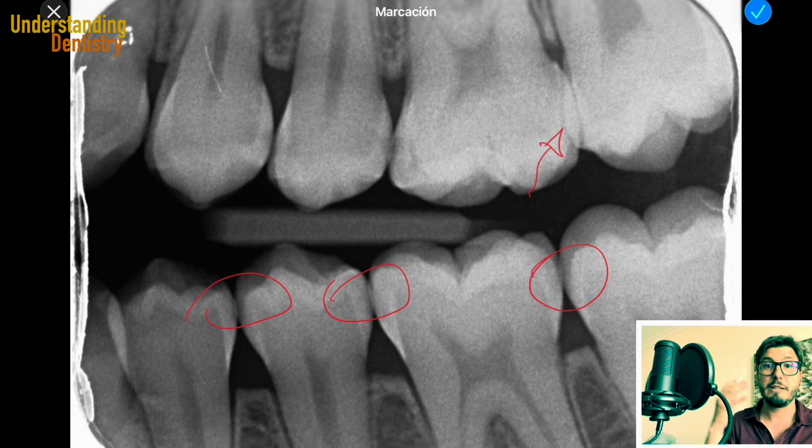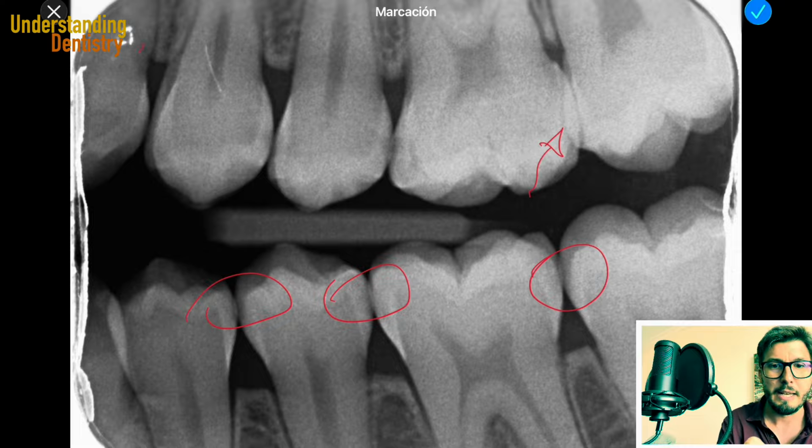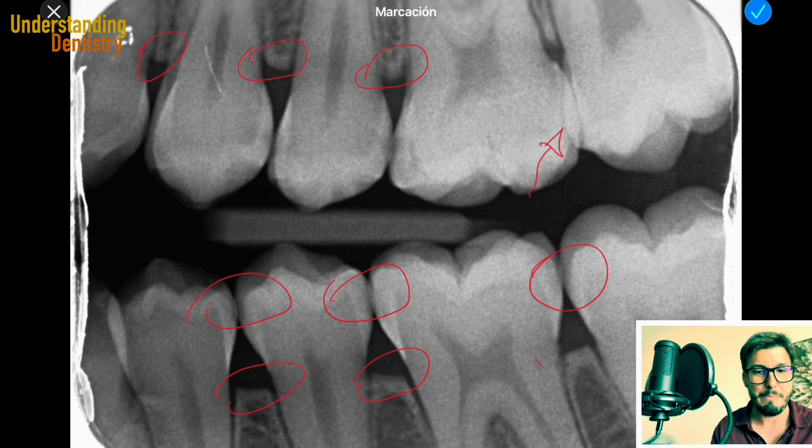Make sure that it retracts the lip and the cheeks of the patient. Make sure that the horizontal angle is completely parallel to the mesial and distal surfaces of the teeth. That's how you avoid the superimpositions. Here we don't have the superimpositions, and then we can see the alveolar crest levels on both arches, mandibular and maxillary arches. So that's fine.